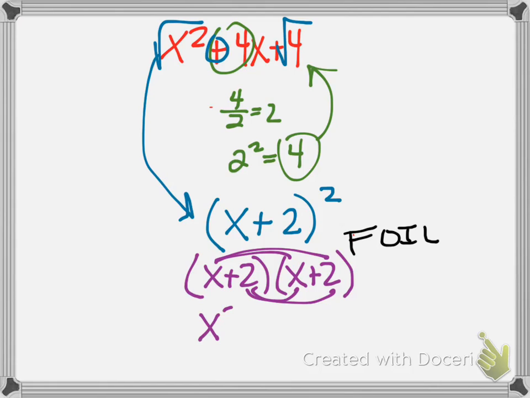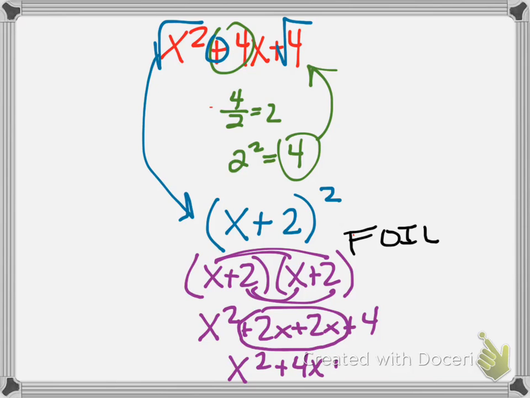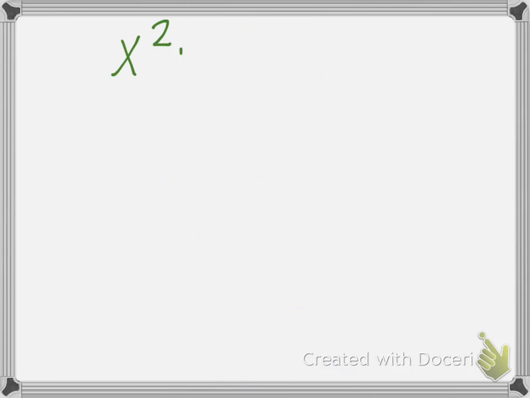So, first terms, x times x is x squared, outside 2 times x is 2x, inside 2 times x is 2x, and last 2 times 2 is 4. And of course, we add the middle terms together, which would give us x squared plus 4x plus 4. So we have our original answer again because this is a perfect square trinomial. So let's go ahead and do an example where we have to make it a perfect square trinomial. So again, we're going to manipulate my problem and we're going to try to make it a perfect square trinomial.